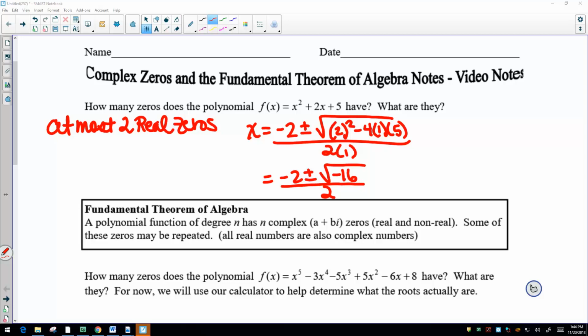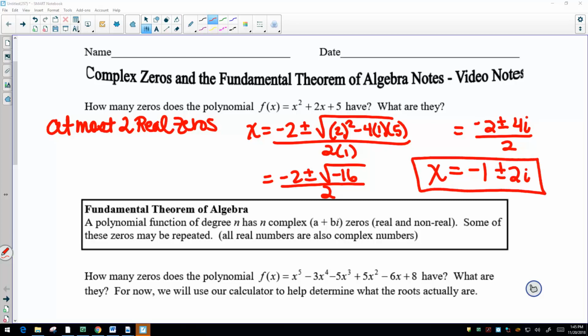Taking this a step further, if I simplify that square root, I would get 4i, because you can't have a negative under the square root, it's an imaginary number. And simplifying this down, we find the answer, negative 1 plus or minus 2i. Meaning we do in fact have 2 roots, but they're not real, not rational, not irrational. These types of roots are what's called non-real, or we could say imaginary roots.